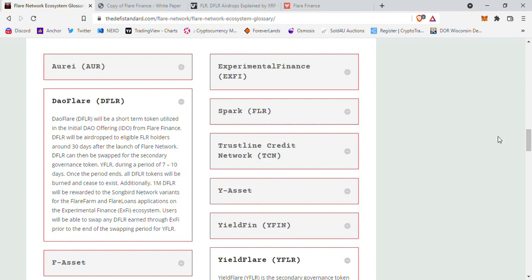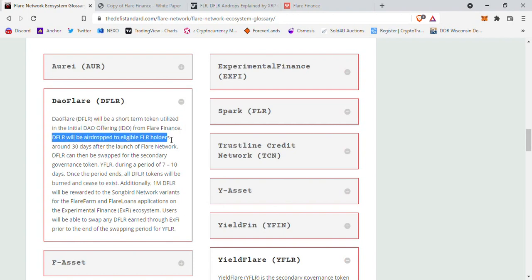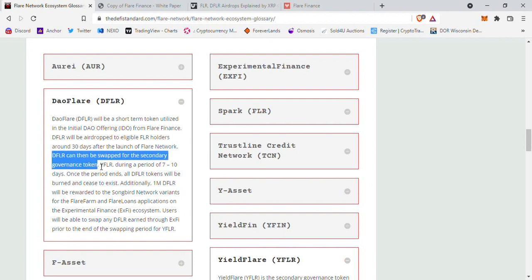So first of all, DFlare will be a short-term token utilized in the initial DAO offering from Flare Finance. DFlare will be airdropped to eligible Flare holders, so everybody who has Flare around 30 days after the launch of Flare Network. DFlare can then be swapped for the secondary governance token YFlare during a period of 7 to 10 days.